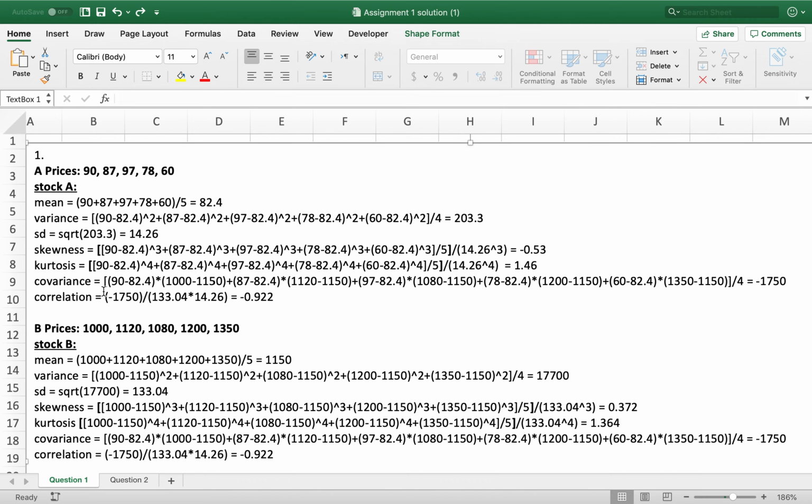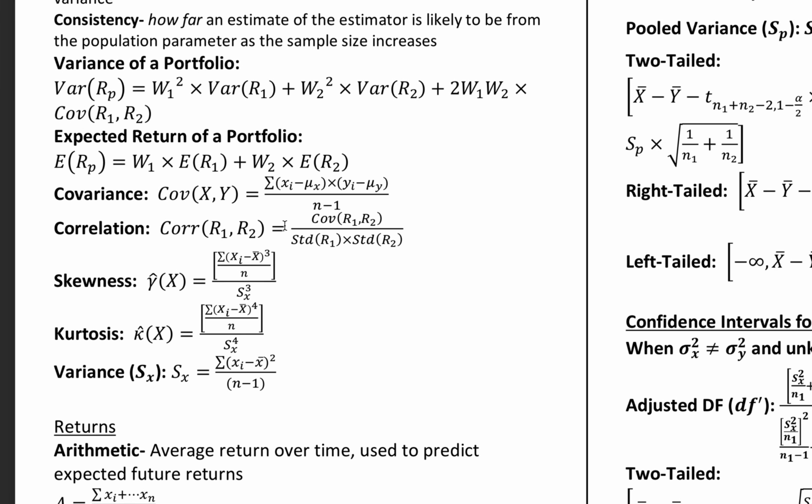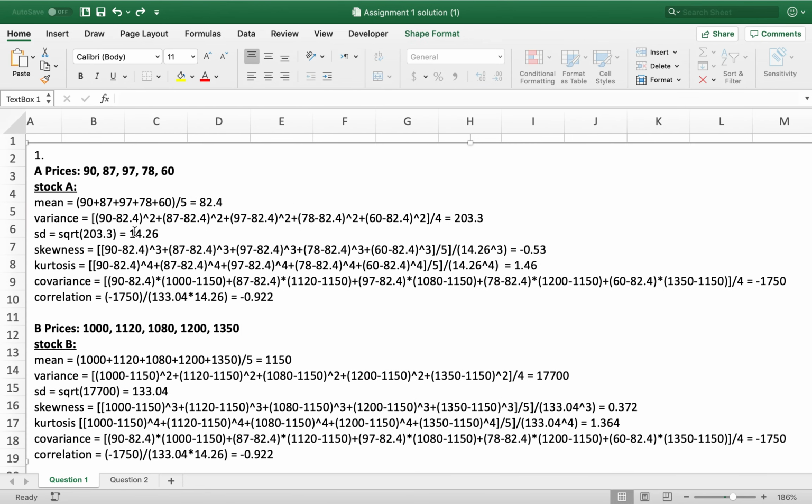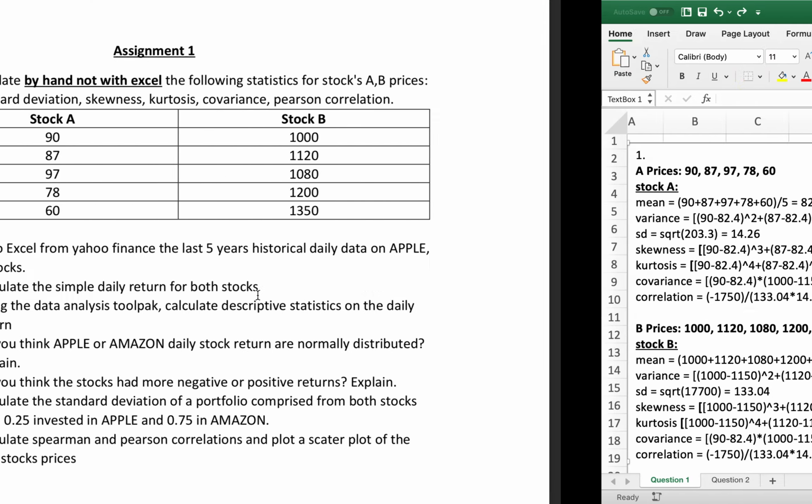Lastly, the correlation. The correlation is very easy once you've found your covariance. You're just going to plug your covariance in the top and then divide by the standard deviation of the first one times the standard deviation of the second one. Our standard deviation of the first one is 14.26. Our standard deviation of the second one is 133.04. And the covariance is the same for both because it's both of them together. So all you do is you take the covariance, divide by the standard deviation of the first times the standard deviation of the second, and you get your correlation. It's easy as that.